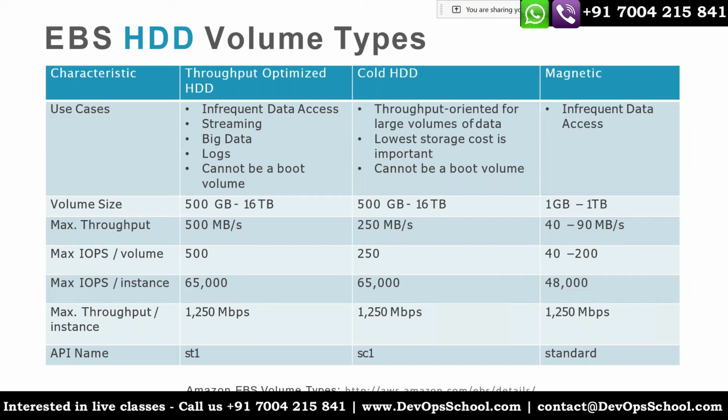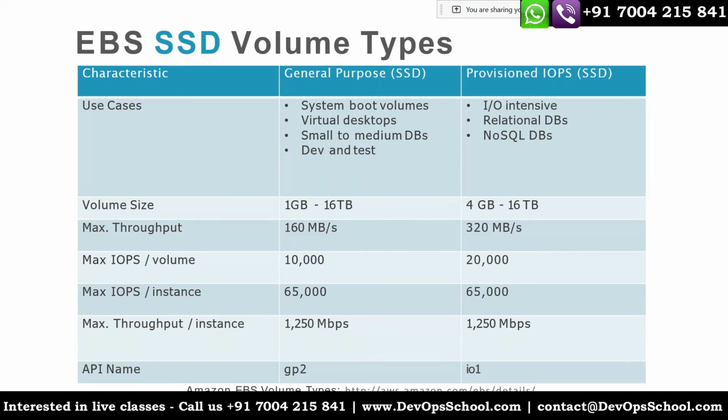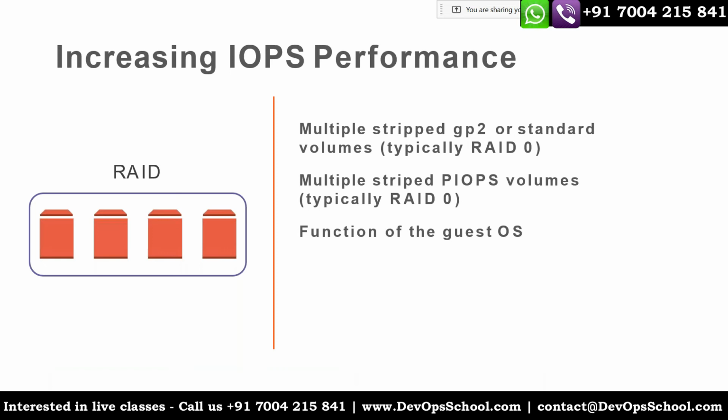Most of the time in these sessions we will use one option, which is general purpose SSD. Okay, so increasing IOPS performance, yes. You can use multiple striped GP2 or standard volumes, typically RAID 0. Multiple striped PIOPS volumes, typically RAID 0, and it is a function of the guest OS. So if you want to increase the IOPS, you can do that while creating an EBS.